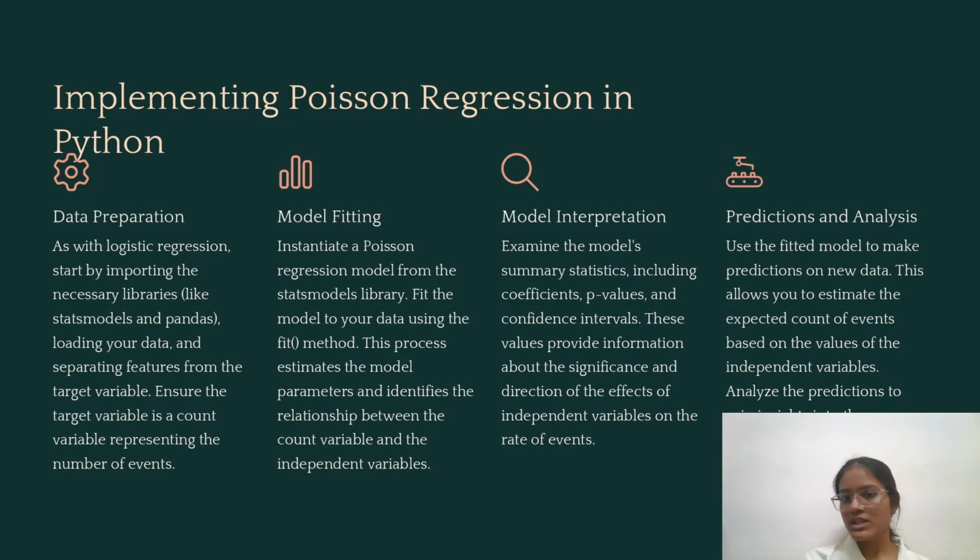And fourth is predictions and analysis. So use the fitted model to make predictions on new data. This allows you to estimate the expected count of events based on the values of the independent variables.